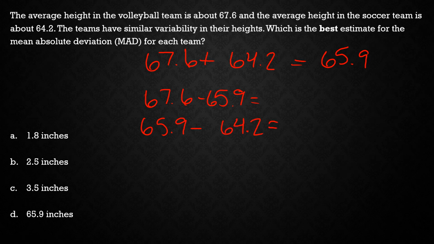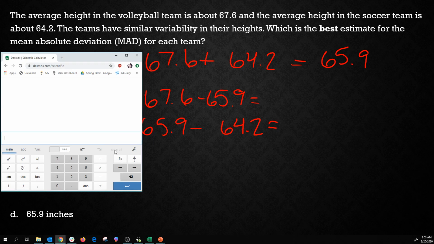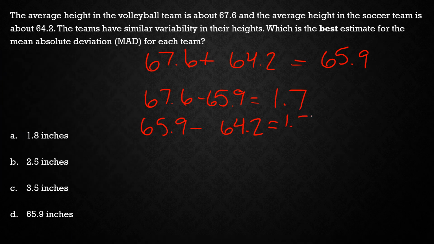So again, feel free to use your calculator. So if I have 67.6 minus 65.9, and then I have 65.9 minus 64.2. They are both 1.7 inches away, which means that 1.8 would be the best estimate.